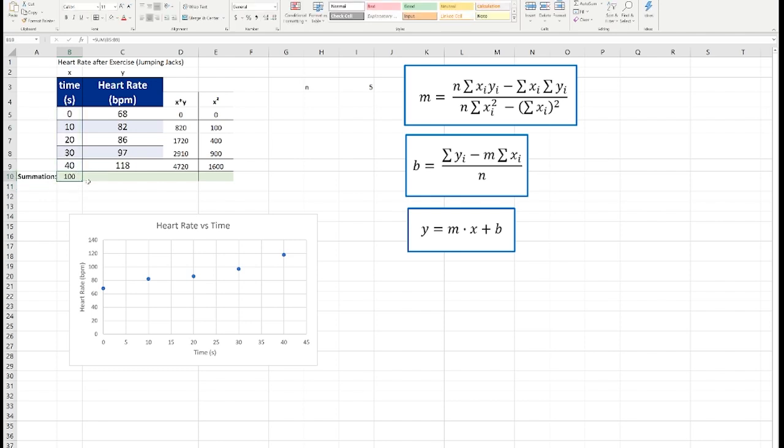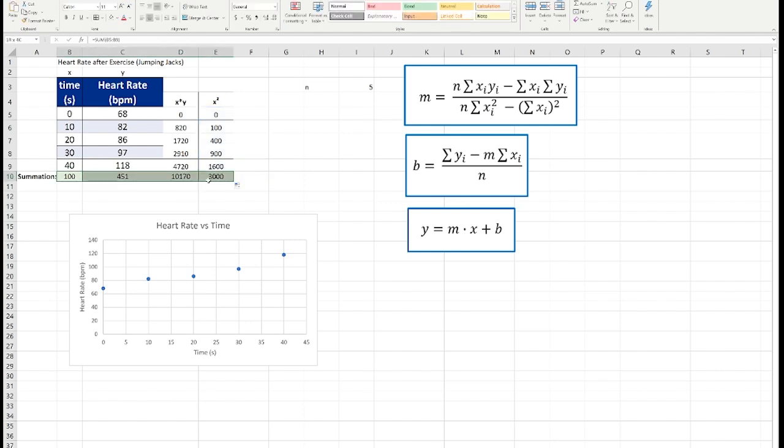Now remember, you can drag a formula horizontally, and if I do that, it should populate my summations accordingly. So it has C5 to C9, that's correct, D5 to D9, and then E5 to E9. So now I have my summations.